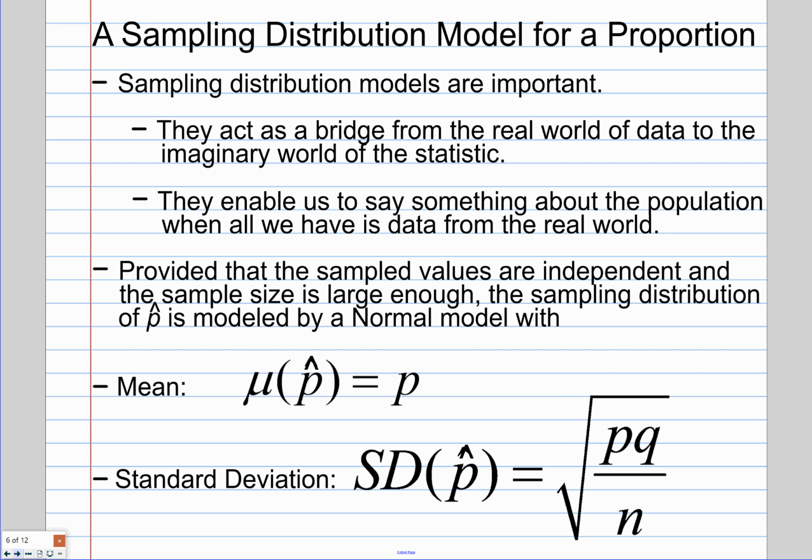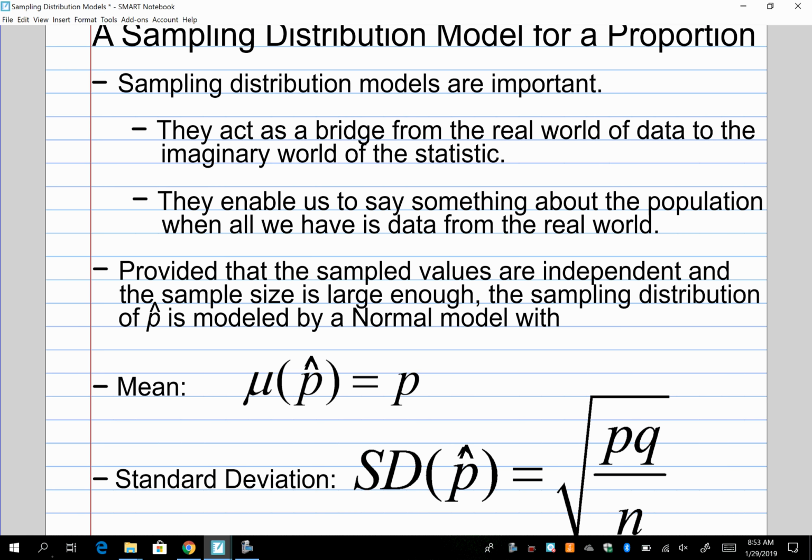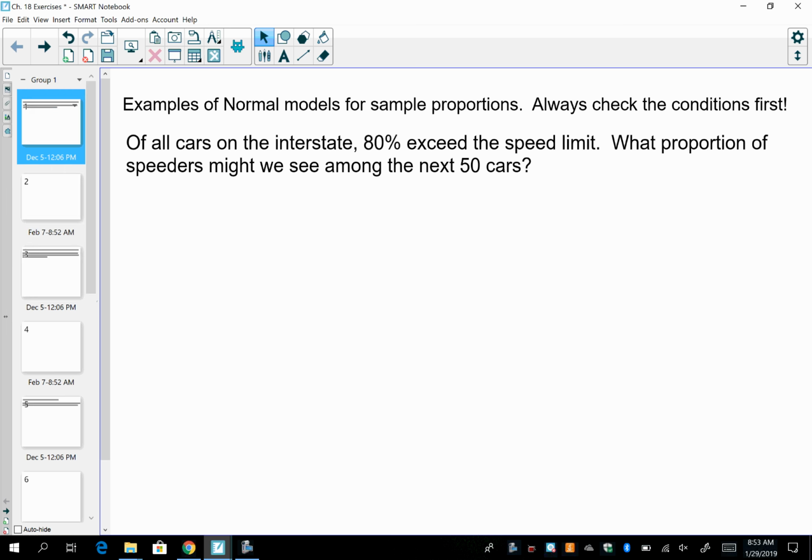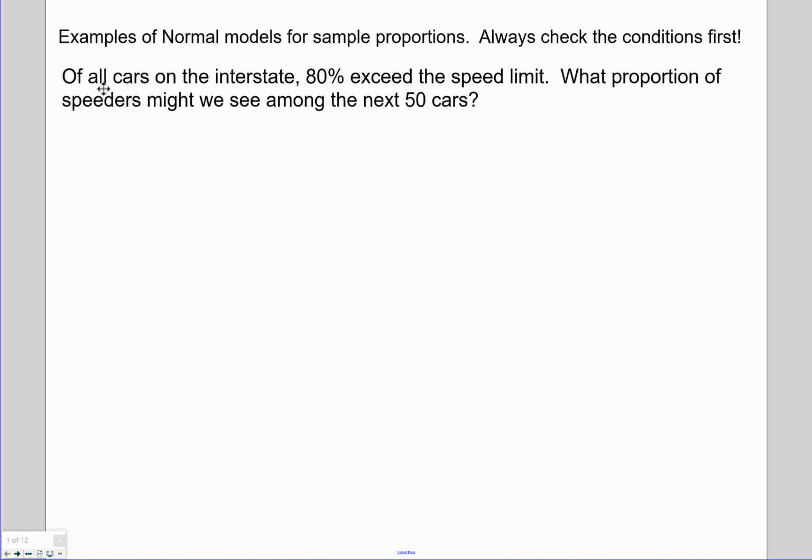All right. Are we ready to try one? What I want you to do is flip to the second page, the front of the second page. It should say examples of normal models for sample proportions. I tried this out, and I did fewer slides so they're bigger and you have more room. All right? So let's go there. It should look like this. Okay?